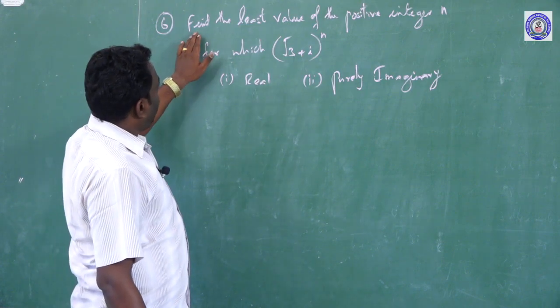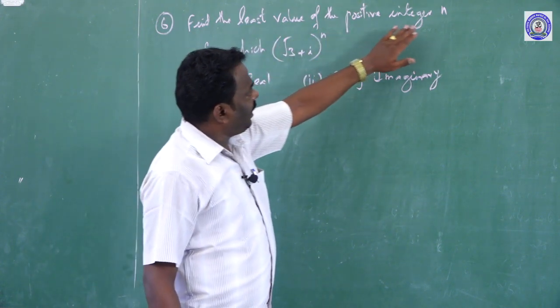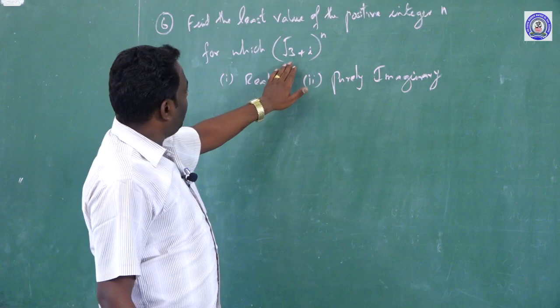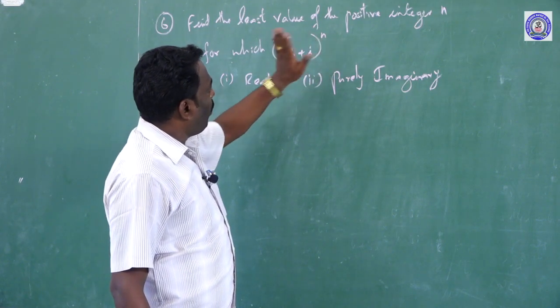Sixth one: find the least value of positive integer n for which root 3 plus i, whole power n.